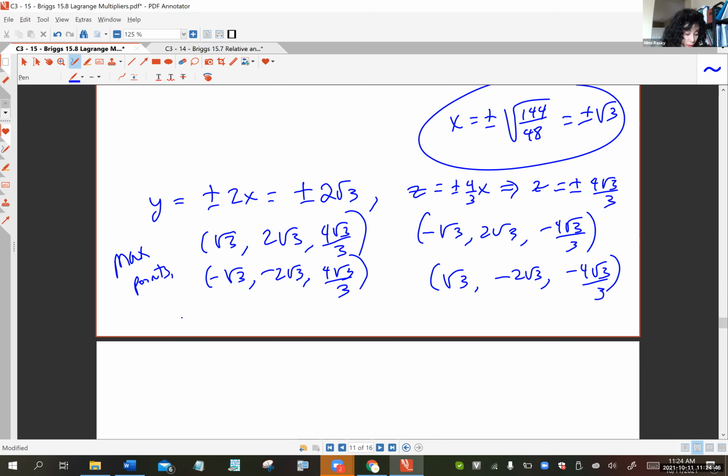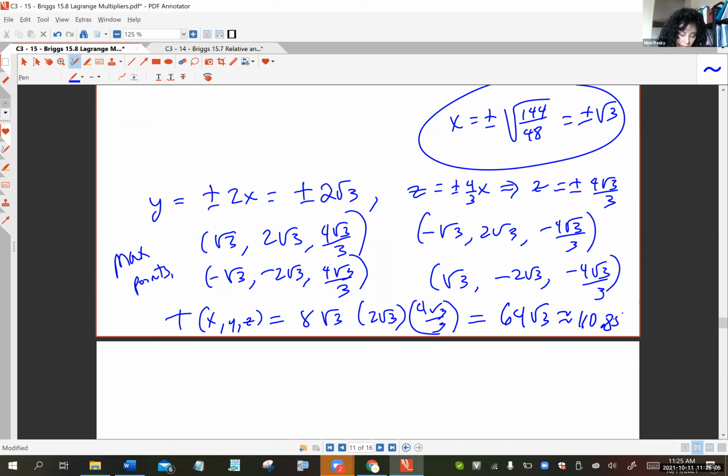What is the maximum? Well, just plug it into your temp, and you'll get 8 times square root of 3, 2 square root of 3, 4 square root of 3/3, and I claim that's 64 square root of 3, which is approximately 110.5 degrees Celsius. Oh, that's pretty hot on that temperature. Sounds like Mars. Now, what about the minimum temp?